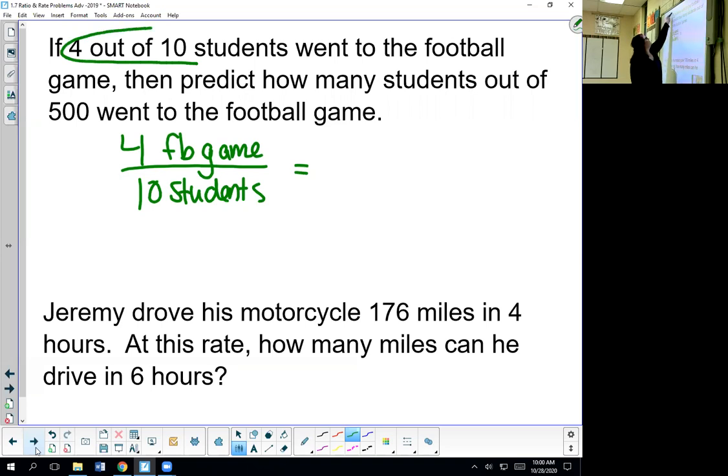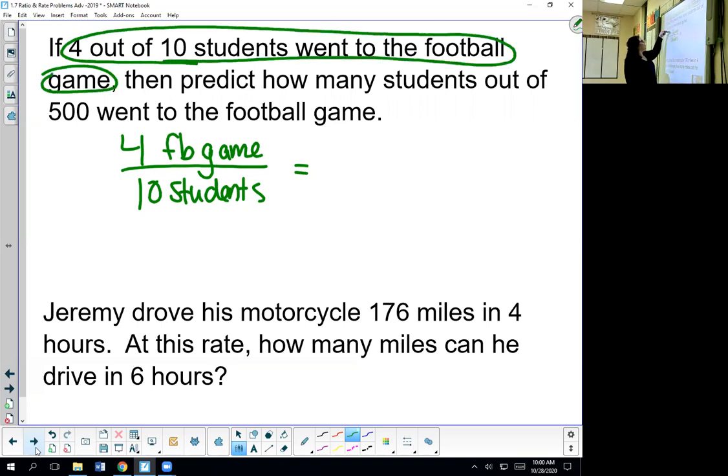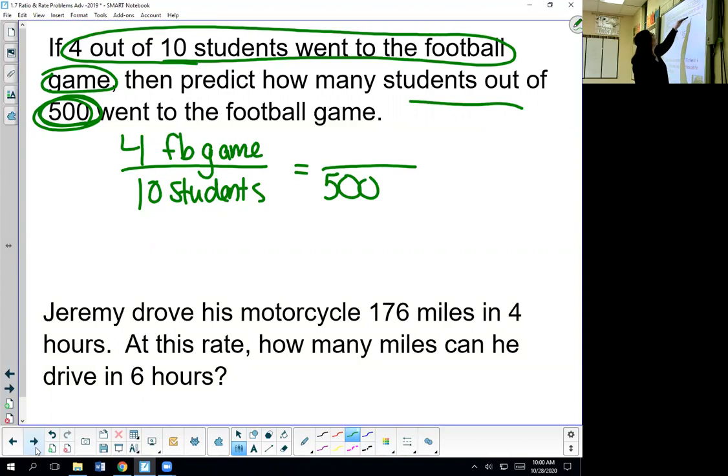That's what I know. 4 went to the football game out of 10 total students. Then predict how many students out of 500 went to the football game. 500 would be the total. I'm not telling you how many kids went to. I want to know how many did go to the game. I don't know that. 500 students total.